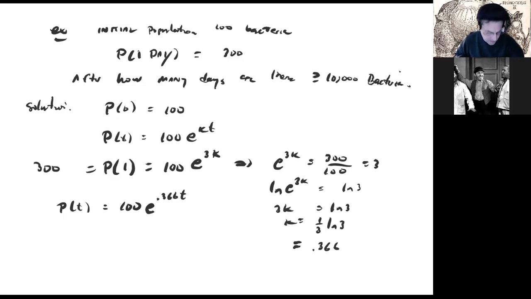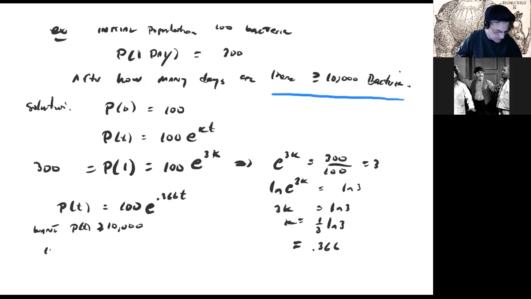Now we have to figure out the solution to the problem. When do we have at least 10,000 bacteria? So we want P of t to be greater than or equal to 10,000. So that means we want 100 e to the 0.366 t to be greater than or equal to 10,000, which means that e to the 0.366 t is at least 100.